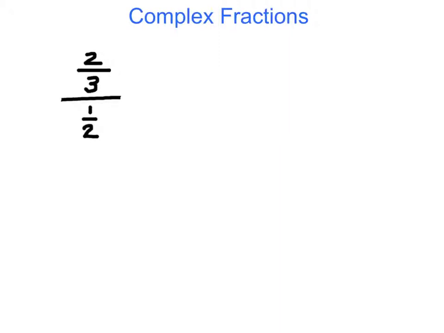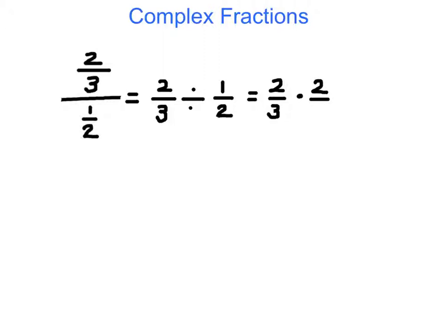When working with complex fractions, I can re-express this as 2/3 over, or divided by, 1/2. And we know that division is multiplication by the reciprocal, so this becomes 2/3 times the reciprocal of 1/2, which is 2/1. And now I can multiply. 2 times 2 is 4, and 3 times 1 is 3. So the answer to this problem is 4/3.